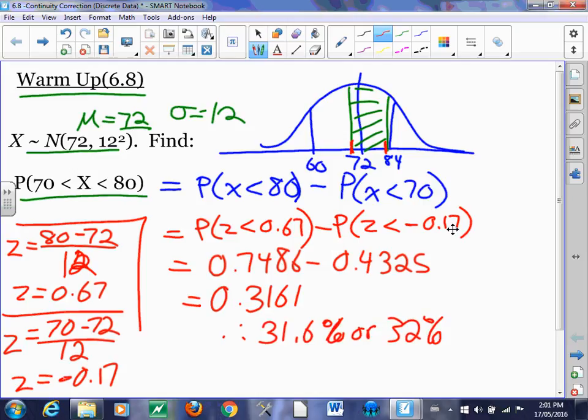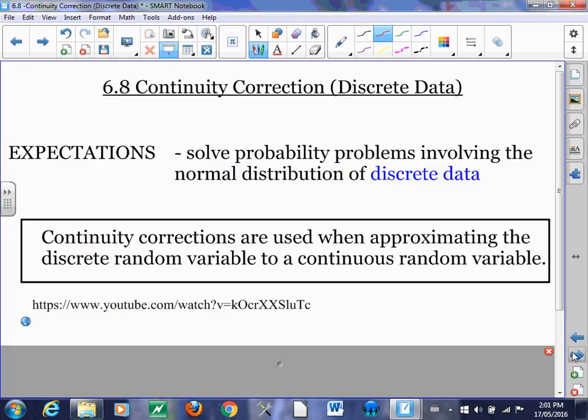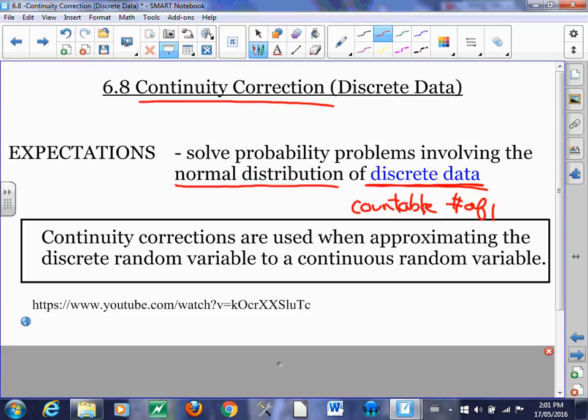All right. So now we're going to take a look, folks, at what we call the continuity correction. We're going to solve problems involving normal distribution of discrete data. Discrete data is different. Remember, discrete data is something that is countable, not measured. For example, number of people. You can have 20 people, you can have 10 people, but you can't have 12.5 people. So there are no decimals or fractions. Because of that, we're going to do the continuity correction.